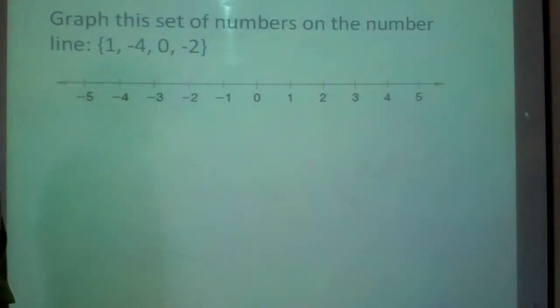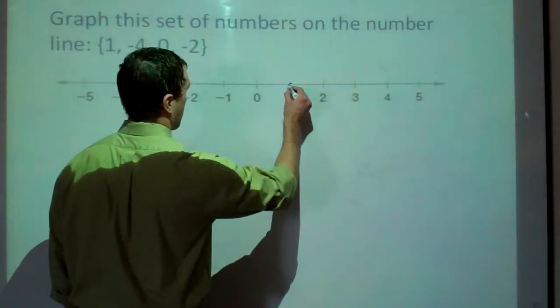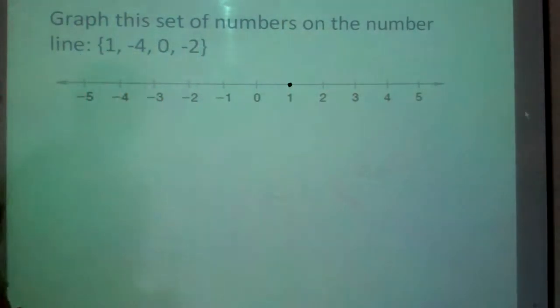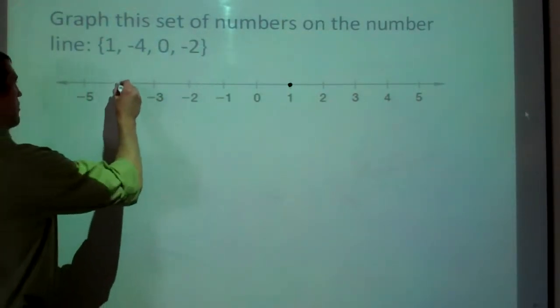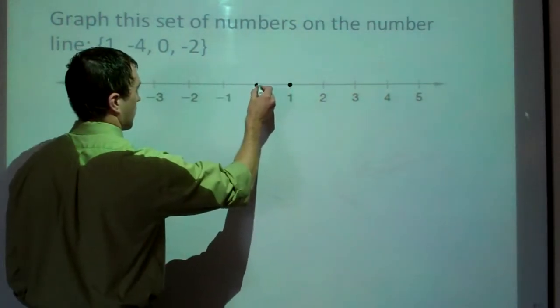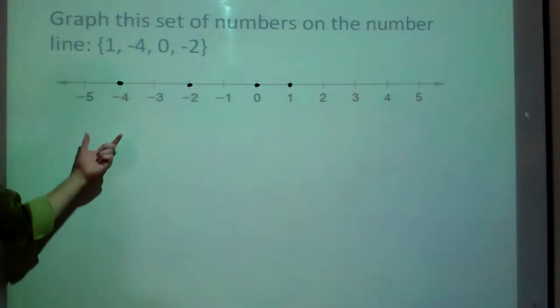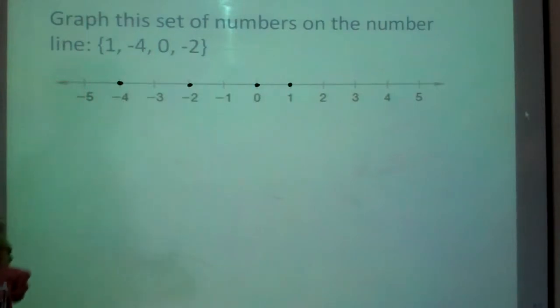So if we were to graph this set of numbers quickly, we've got positive 1 goes here. We've got negative 4, that goes here. 0, right above 0. And negative 2, right there. This set of numbers has no rhyme or reason to it, just random numbers, but we are still able to graph them, but we do not see a pattern. And that's just how you graph right there.